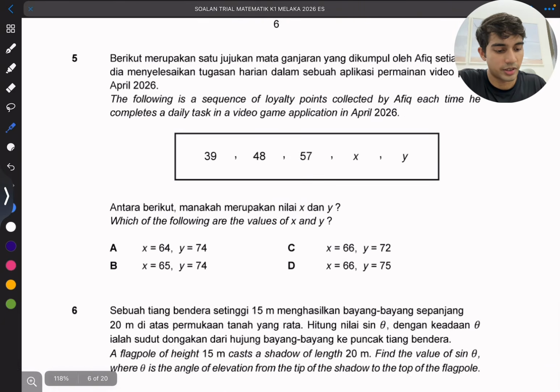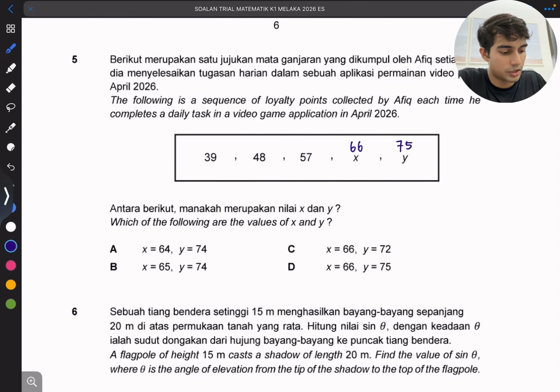Question 5. The following is a sequence of loyalty points collected by a fig. Which of the following are values of x and y? Okay. So this looks like a pattern. So let's identify. This one is 3, 4, 5. So the next one will be 6, 7. 9, 8, 7. Here should be 6. Here should be 5. So 6 and 5. So x is 66. Y is 75. D.